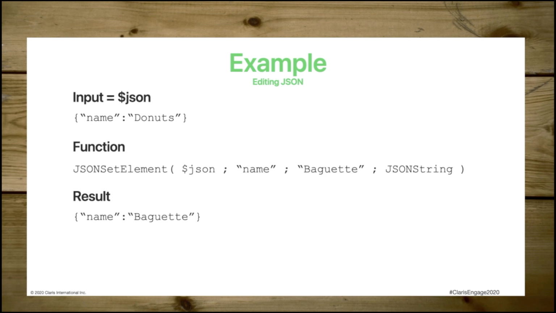But let's say that we have the input of name and donuts, and in the function there's also the name that it coordinates to be the same, but the value is different. We can see the result: instead of having the 2 name value pairs, it's just the one name and baguette. So basically it updated from donuts to baguette because the name part matched. You'll see that for the JSON setElement example, the second parameter, the key or index or path, is going to be important. And I'll show you with the other examples how we can structure those.